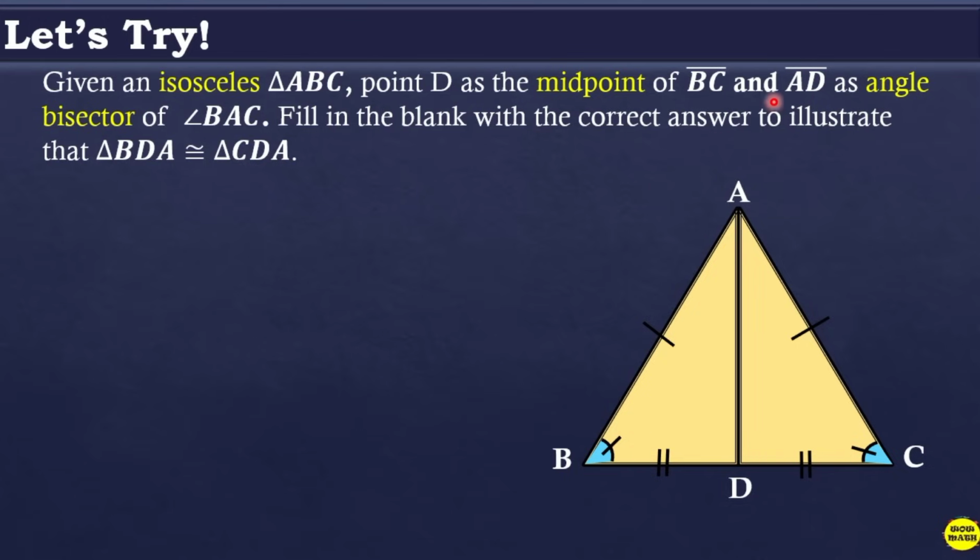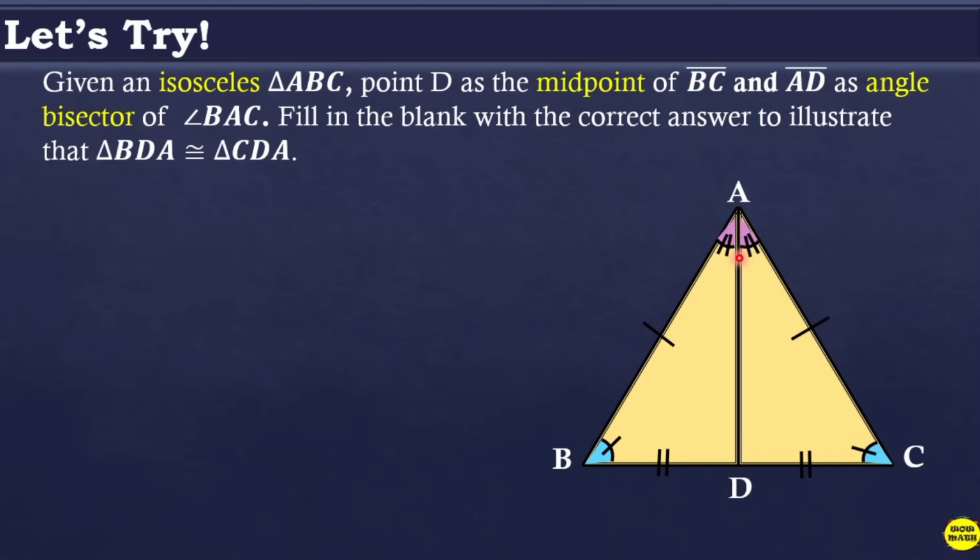Okay? And next, meron pa. AD as angle bisector. So, pag sinabing angle bisector, hinahati niya yung angle into two congruent angles. So, this is your angle BAC. Itong buo. Okay? Ito yung buo. So, this is your angle BAC. So, since AD daw is your angle bisector, hinahati niya raw yung angle into two congruent angles. So, lagyan natin ng mark. Okay. So, now, we have our figure.